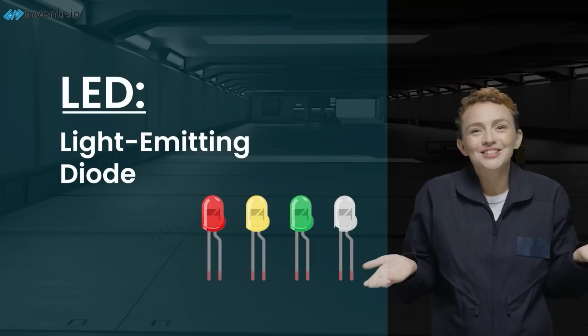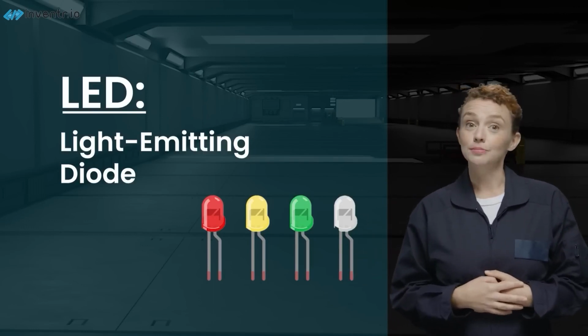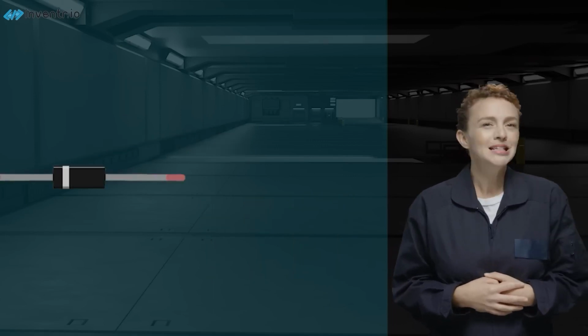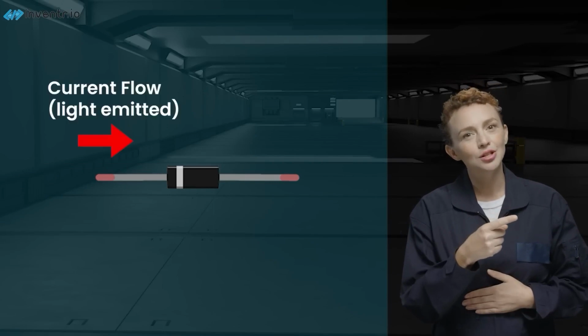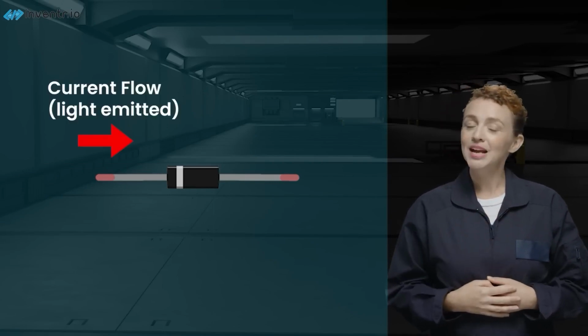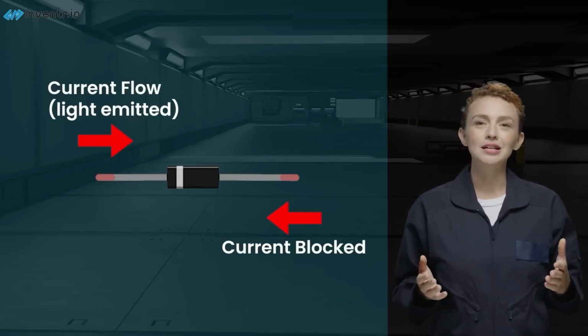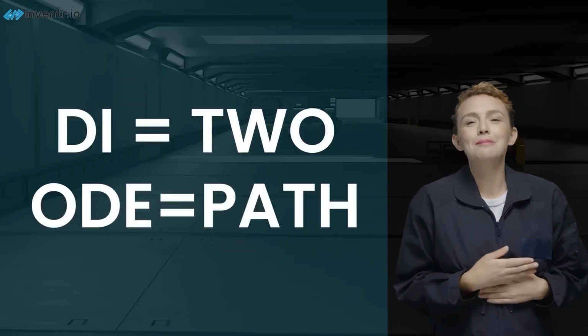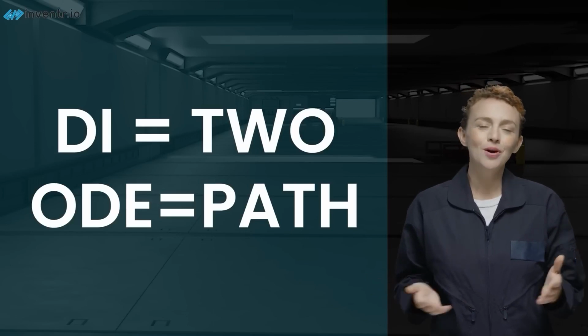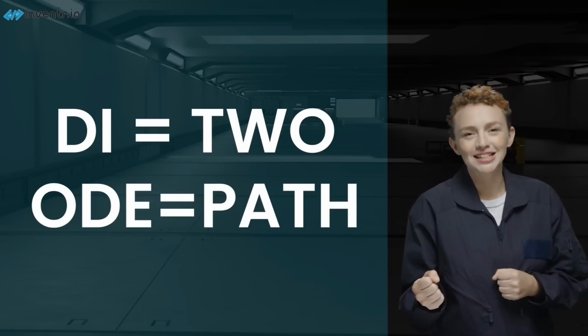Or attract predators. In technical terms, an LED is a type of diode that emits light when an electric current passes through it. In one direction, it allows the current to flow, and it emits light. In the opposite direction, it blocks the current. That's why it's called a diode. Di, meaning two, and ode, meaning path. Two paths, one for current to flow and one to block it.